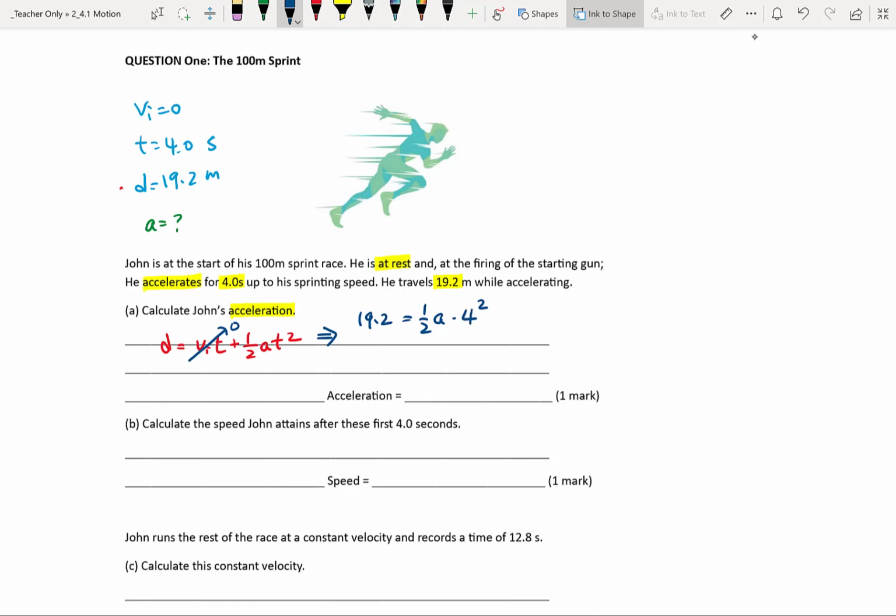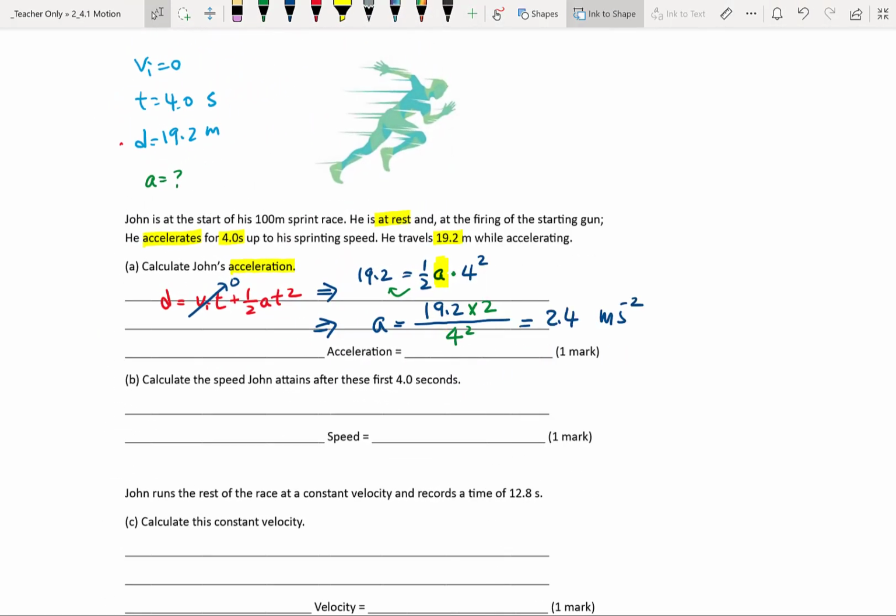Now rearrange the formula. A is the subject, so I need to move the 2 to the other side: 19.2 times 2, and then move the 4 squared to the other side, so divided by 4 squared. Use the calculator: 19.2 times 2 divided by 16 is 2.4 meters per second squared. Okay, so this is question 1.